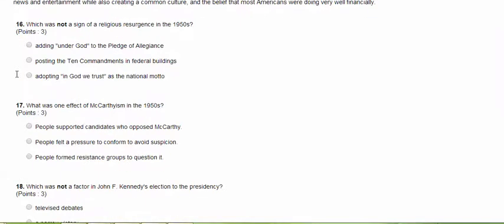Number 16, which was not a sign of a religious resurgence in the 1950s. Adding "under God" to the Pledge of Allegiance, posting the Ten Commandments in federal buildings, or adopting "In God We Trust" as the national motto.